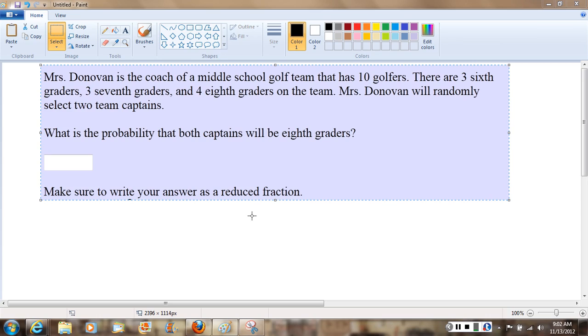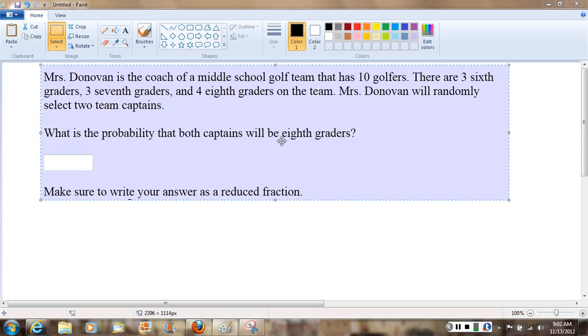So we're looking at a probability situation here where a coach is selecting 10 golfers for the middle school golf team out of 3 6th graders, 3 7th graders, and 4 8th graders. And we're asked to calculate the probability, she's selecting 2 captains. So we're asked to calculate the probability that both of the captains chosen will be 8th graders.